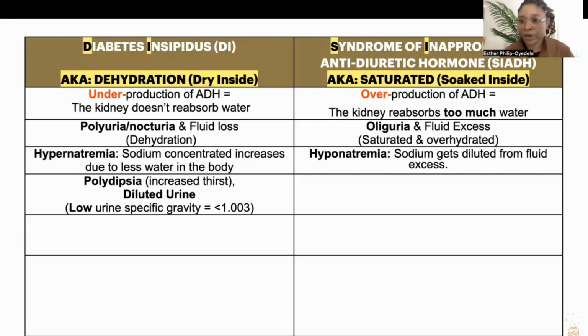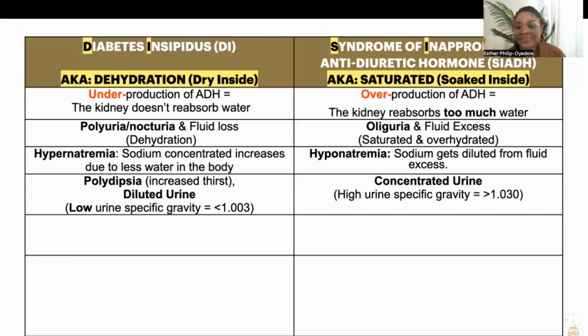It's just like someone drinking a lot of water in a day. Your urine is super diluted because as the water goes in, it just comes out. So your specific gravity is going to be less than 1.003. Normal urine specific gravity is 1.003 to 1.030. However, when you have diluted urine, the specific gravity is going to be low, even less than 1.003.